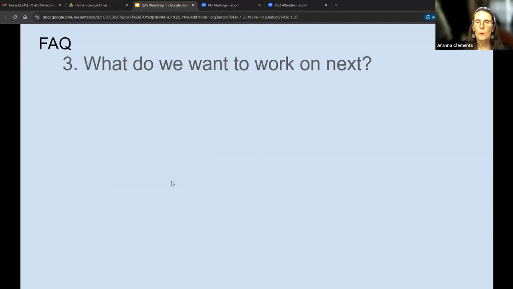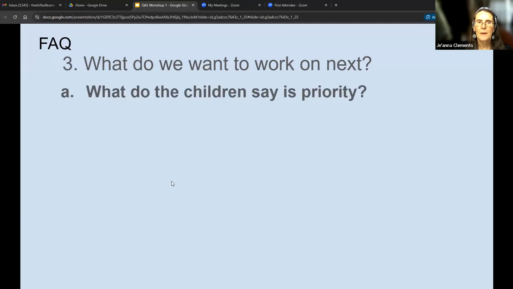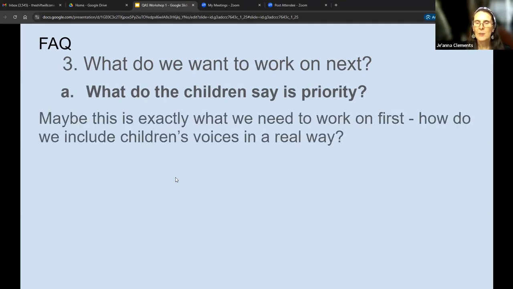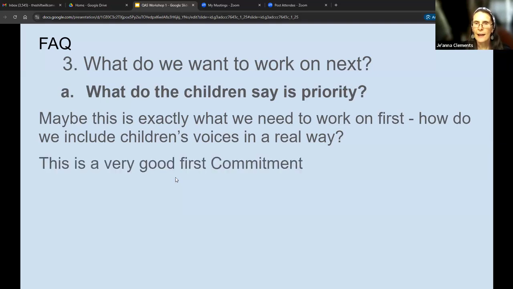The step of what do we want to work on next? The first question under there is, what do the children say is priority? So this might be exactly what we actually need to work on first. How do we include children's voices in a real way? This is a very good first commitment, again, because it's actually a gateway to everything else. So that might be what you initially decide to work on.